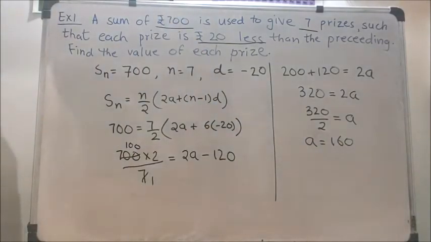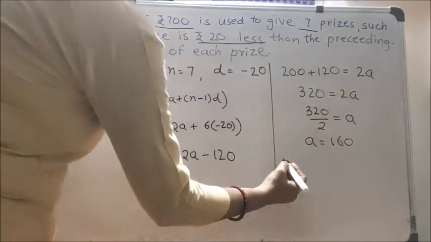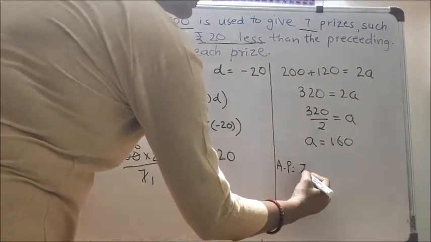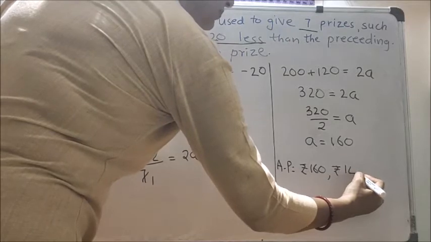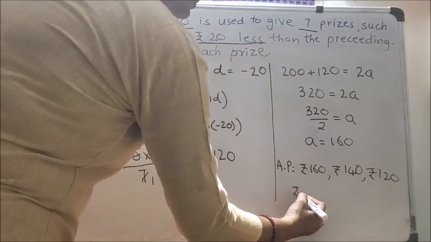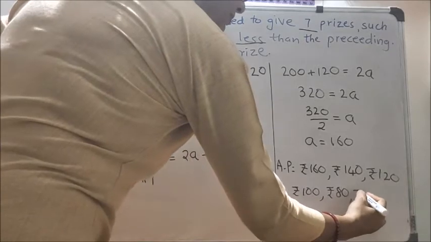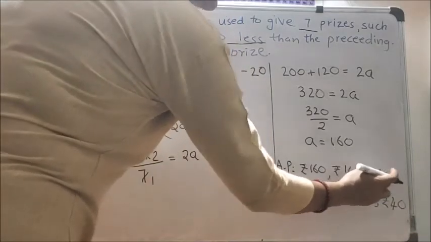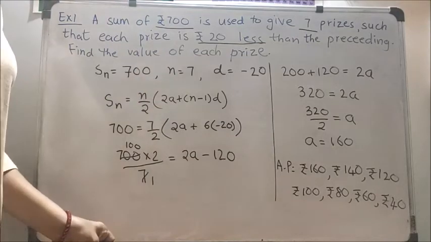So your first term is 160, but your answer is all the 7 prizes. So actually the AP, or the 7 prizes, are rupees 160, rupees 140, rupees 120, rupees 100, rupees 80, rupees 60, and rupees 40. 1, 2, 3, 4, 5, 6, and 7. So all the 7 cash prizes are these.